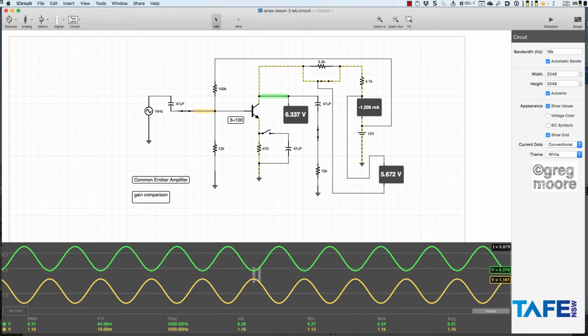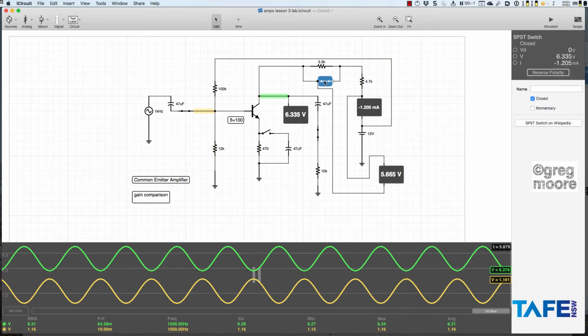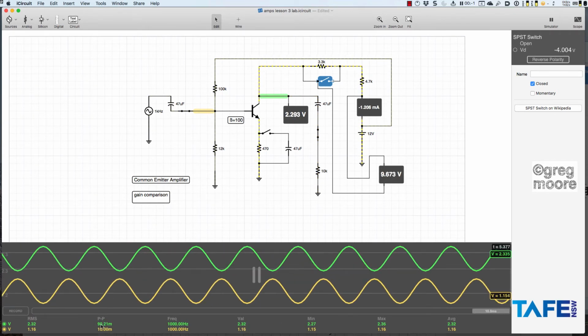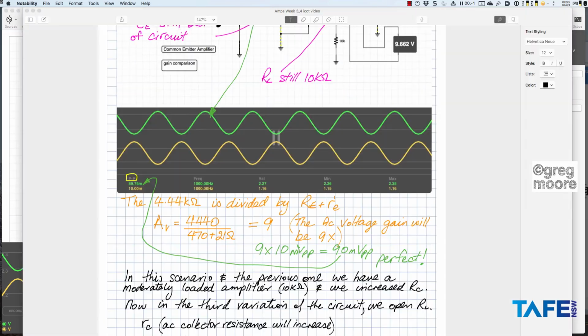So I need to double click on that, that'll open that up, and run the simulator. I can stop that, and there's my 90 millivolts. You can see green again, 90 millivolts peak to peak on the collector, and 10 millivolts input, so a gain of 9 times, just what the math said.